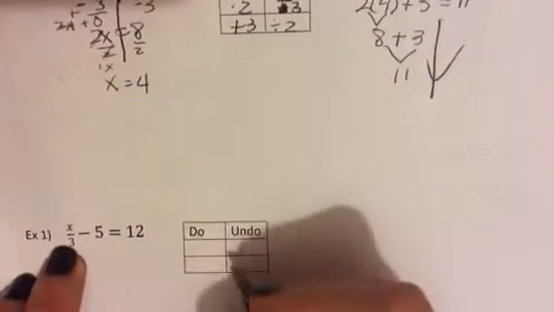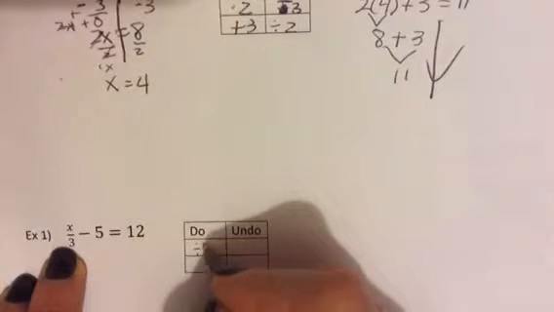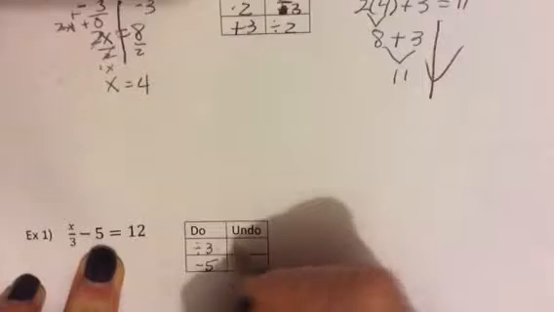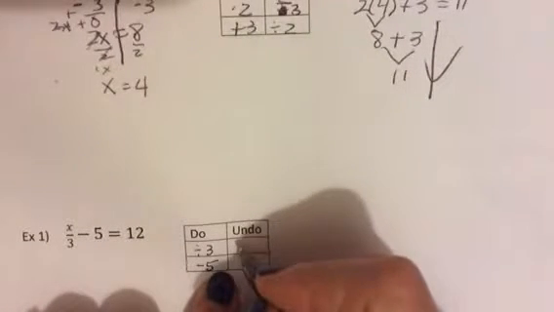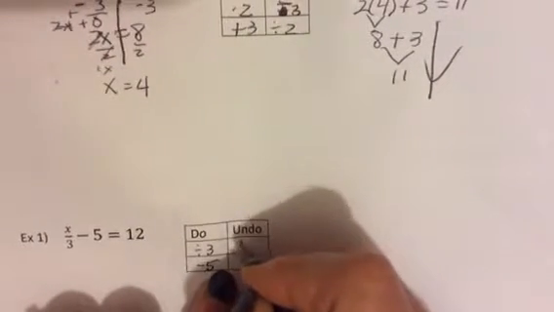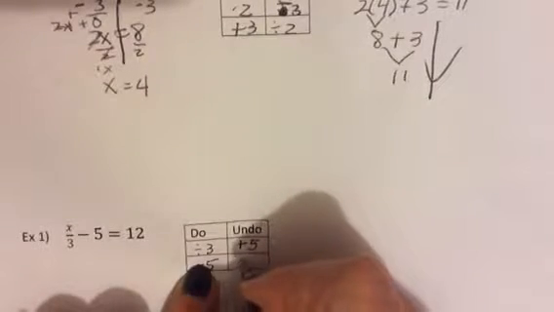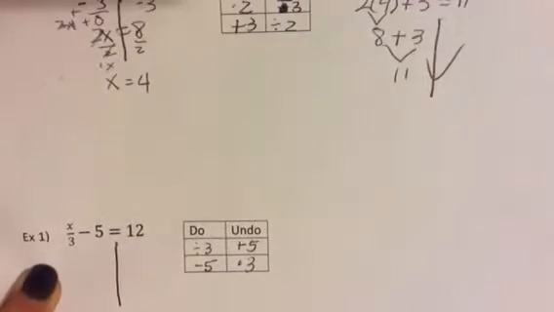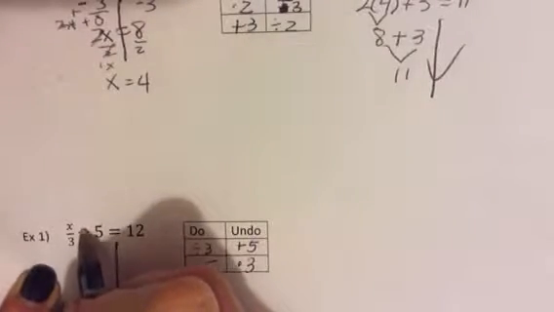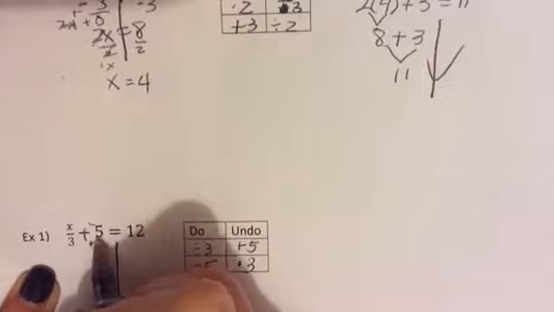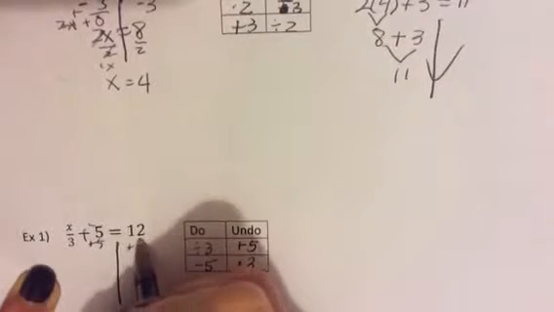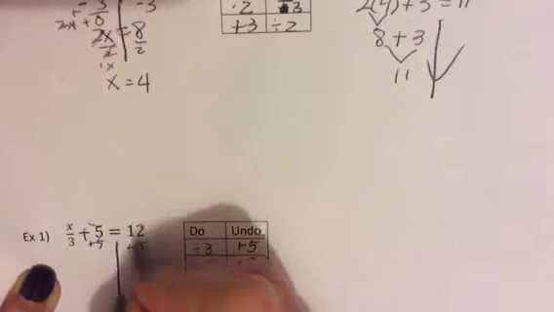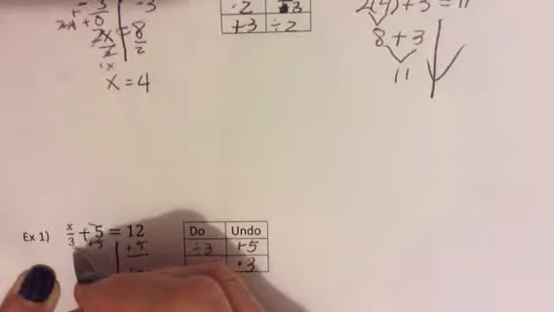Order of operations: what we would do if we knew what x was is we would divide by 3, and then we would subtract 5. So we undo, we go order of operations backwards and do the opposite operation. So we add 5 and multiply by 3 when we solve. Okay, so first thing is I'm going to add 5, and remember this is like a negative 5. So add 5 to negative 5 and add 5 to 12 to keep it balanced. So now I have 17 on the right, and I have x over 3.